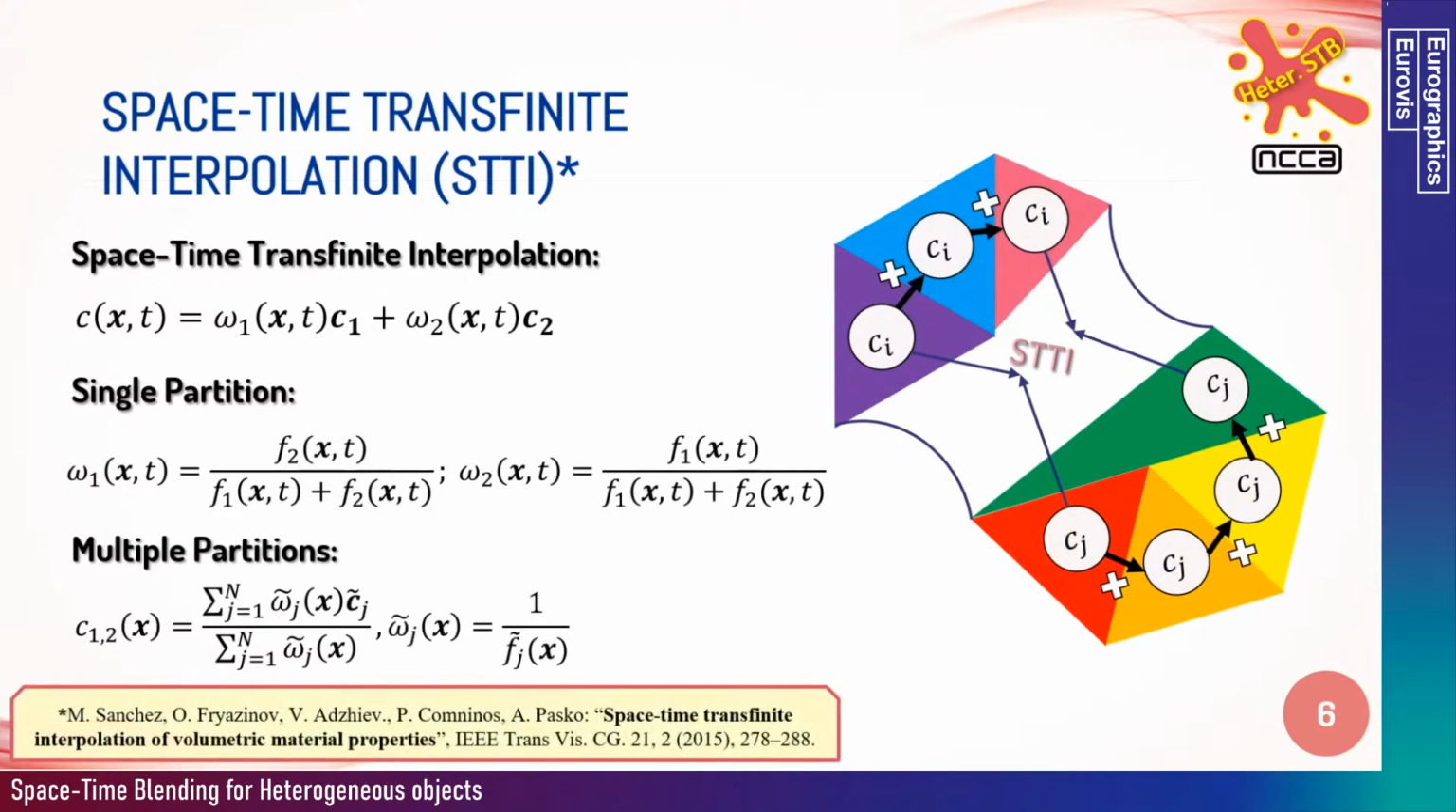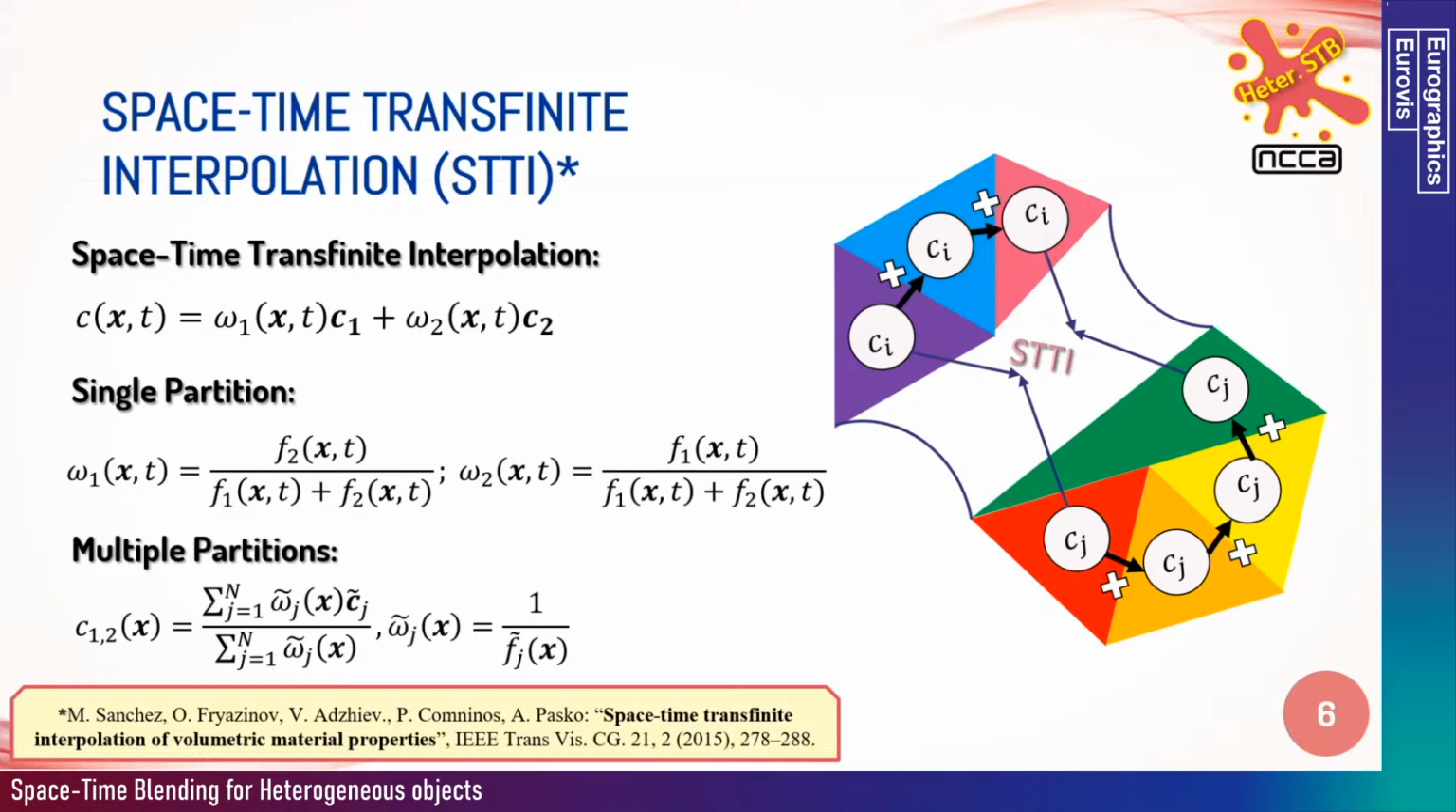Now we are ready to discuss how we suggest to handle attribute transformation in heterogeneous space-time blending. To handle the attribute transformation, in our work, we suggest to use space-time transfinite interpolation that is defined in the same high-dimensional STB space. It depends on the values of the functions f1 and f2 that define input objects. In case of single partition objects, in other words, objects with specified distribution of one attribute, for example color, STTI is a simple weighted sum of 2 colors.